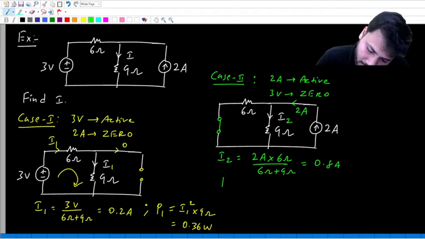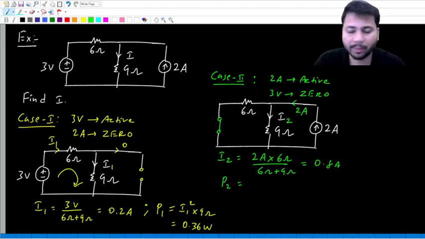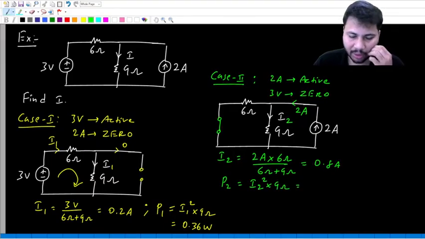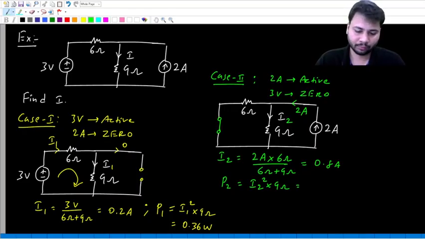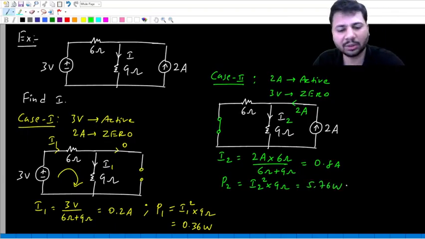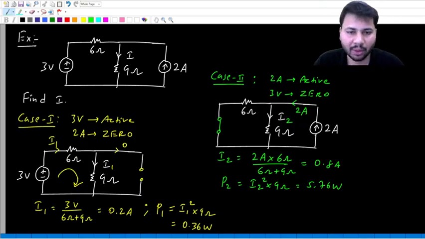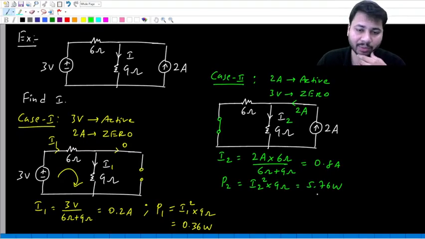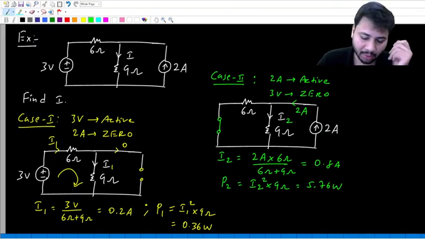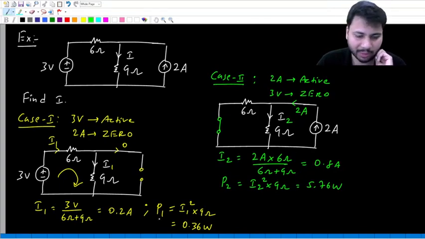Okay. Let us also find the power dissipated by the 9 ohm resistor in the second case. We will call that power P2. Okay. And it will be I2 squared into 9 ohms. So 0.64 into 9. What is 0.64 into 9? 5.76 watts. So what is this 5.76 watts? In this circuit, if only the 2 ampere current source is present, then the power dissipated by 9 ohms is 5.76 watts. And earlier we found some power, 0.36 watts. So in this circuit, if only the 3 volt source is present, then the power dissipated by the 9 ohm resistor is 0.36 watts.